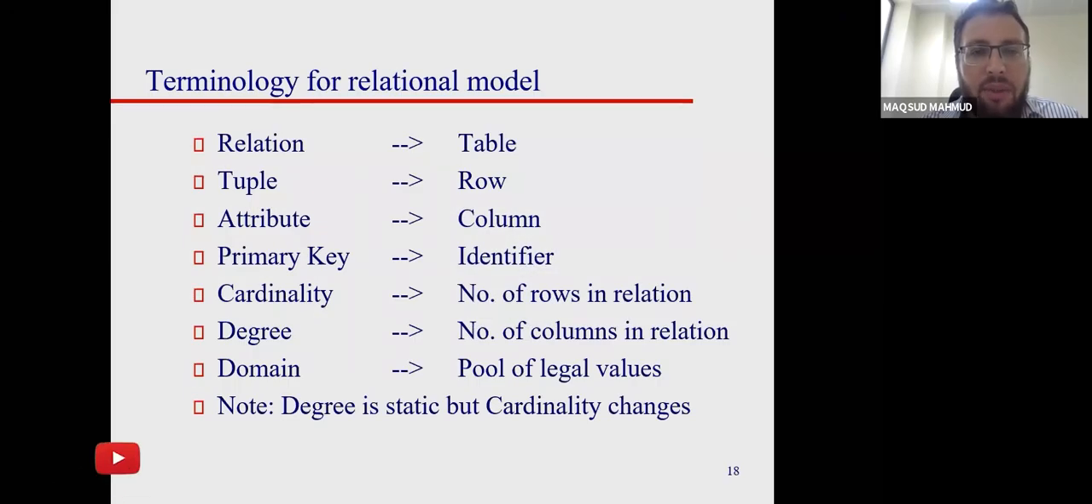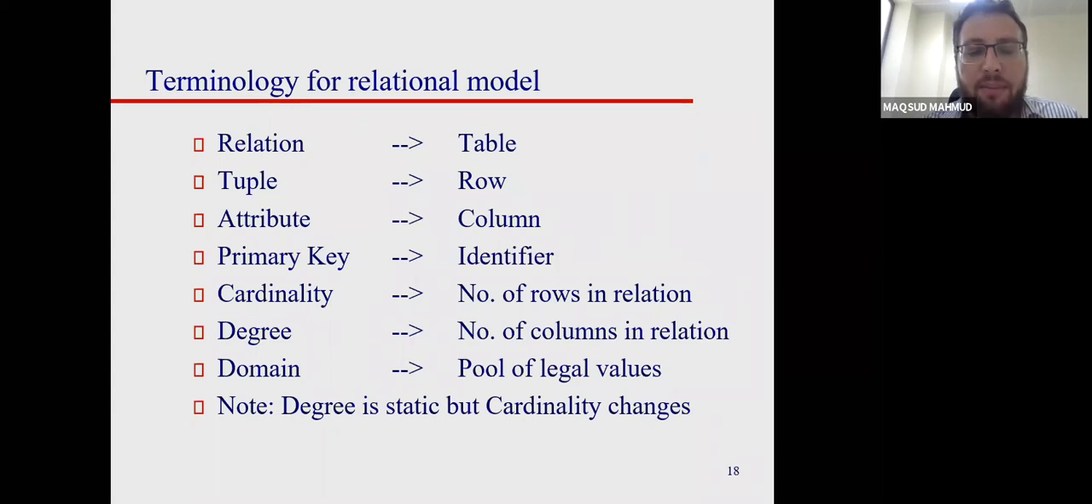These are terminology. Relation usually we call the table, tuple is a row, attribute is a column, primary key we also call as identifier, because it identifies the rest of your fields over there. And we have a cardinality. Cardinality means the number of rows in a relation.